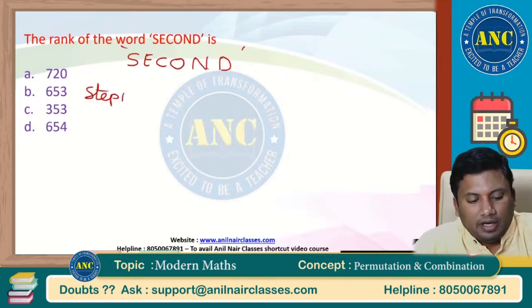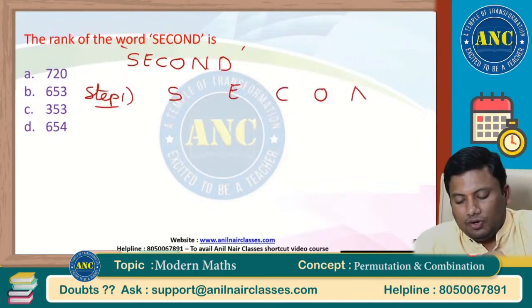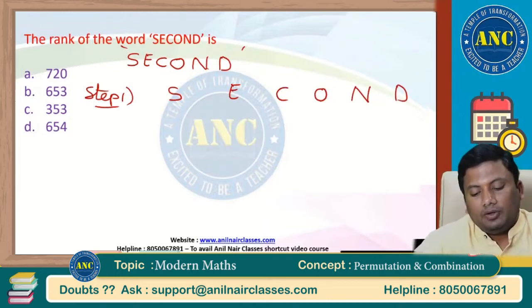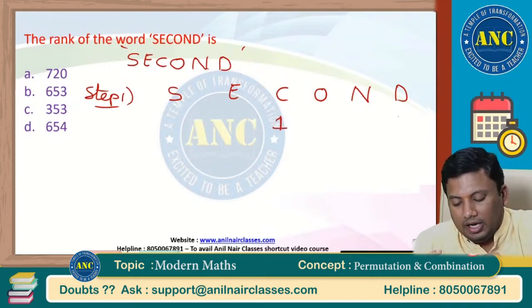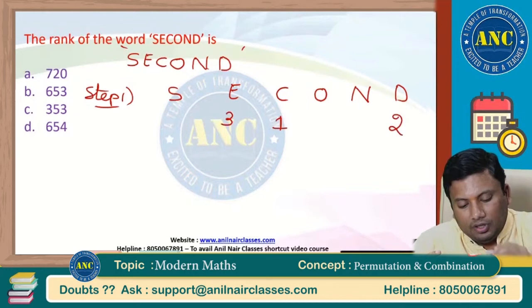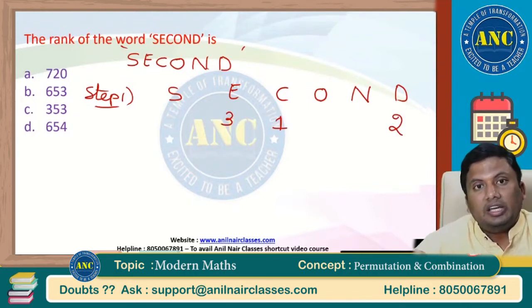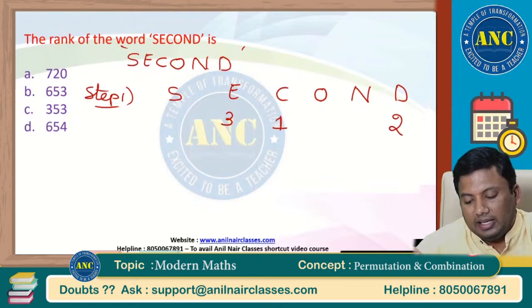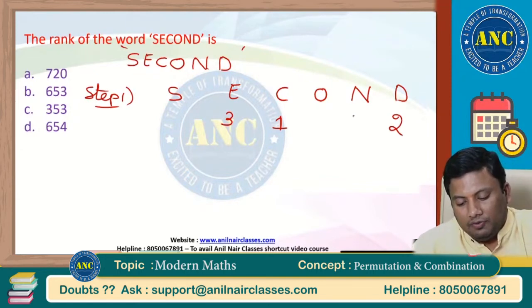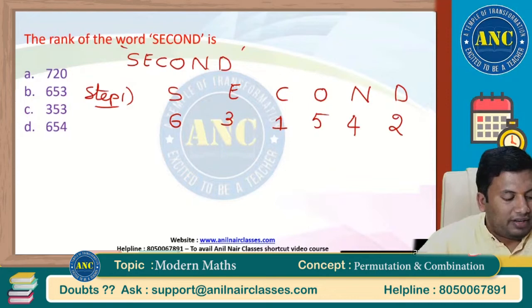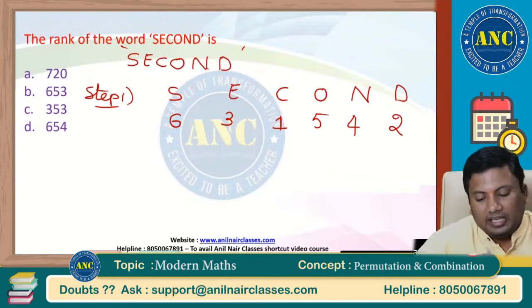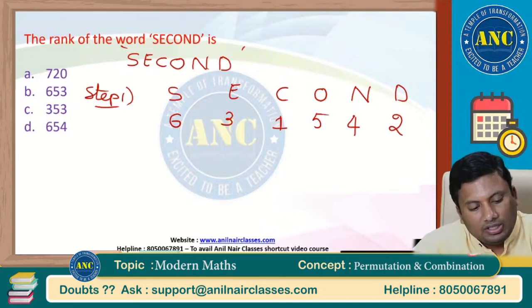Step number 1. Write down the alphabets: S, E, C, O, N, D. Write down the number sequencing in the serial order. A, B, C. First C will come. A, B, C, D, E. A, B, C, D, E, F, G, H, I, J, K, L, M, N, O. N, O. P, Q, R, S, T. So this is the number 631542. I hope it is clear.